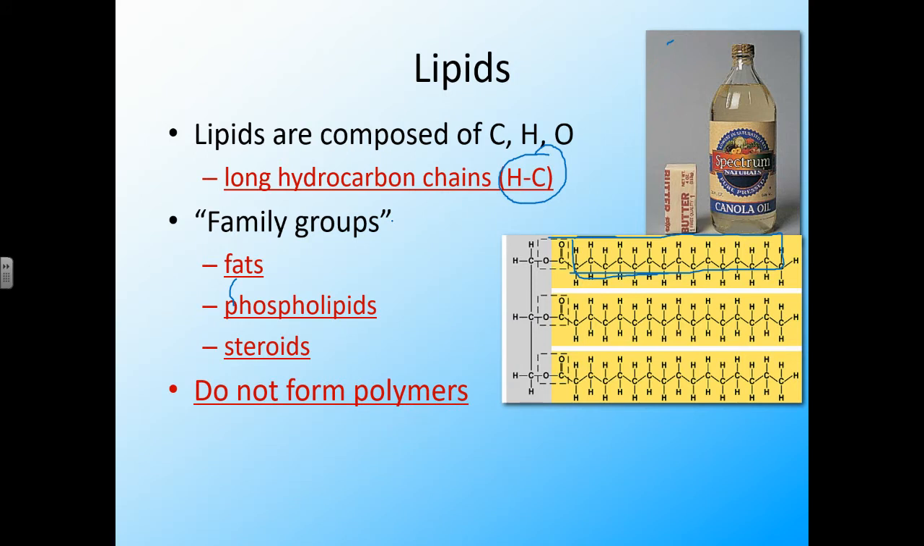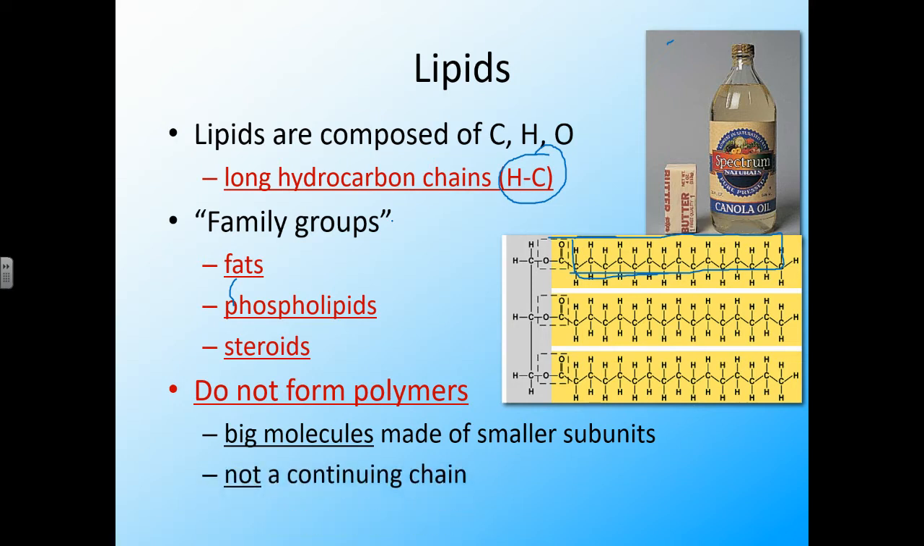Lipids do not form polymers. In our carbohydrate lesson, we talked about long chains of glucose molecules creating cellulose, starch, glycogen. Lipids do not form polymers. We still have big molecules, but they're made of smaller subunits, and we do not have a continuing chain like we saw in the carbohydrates.